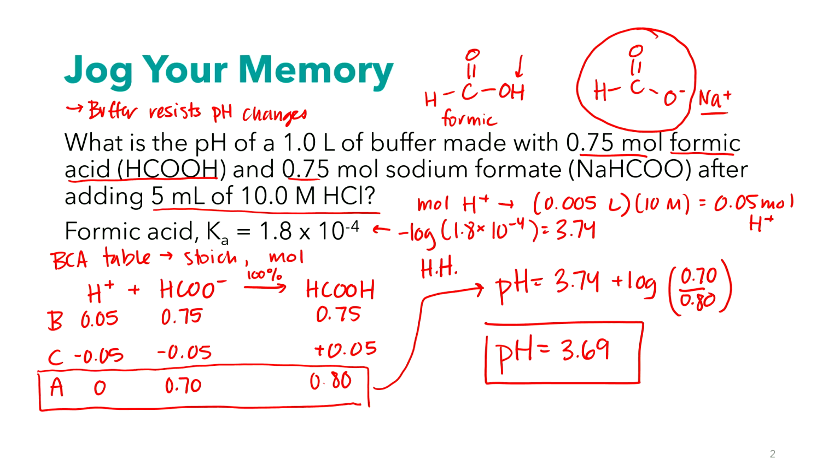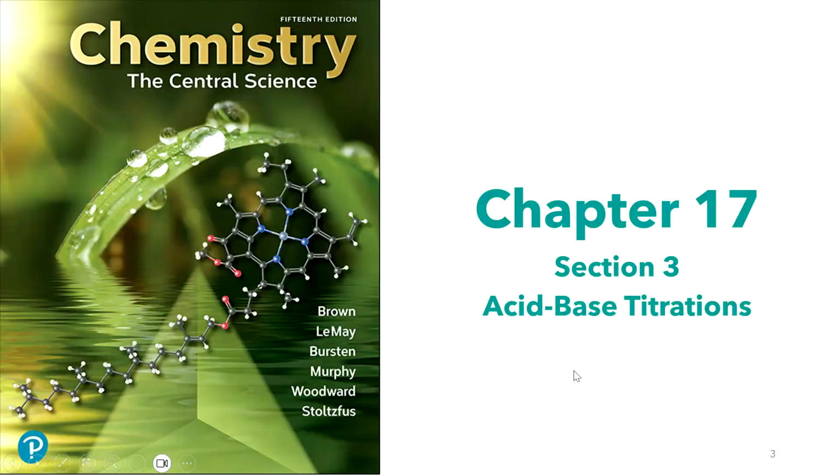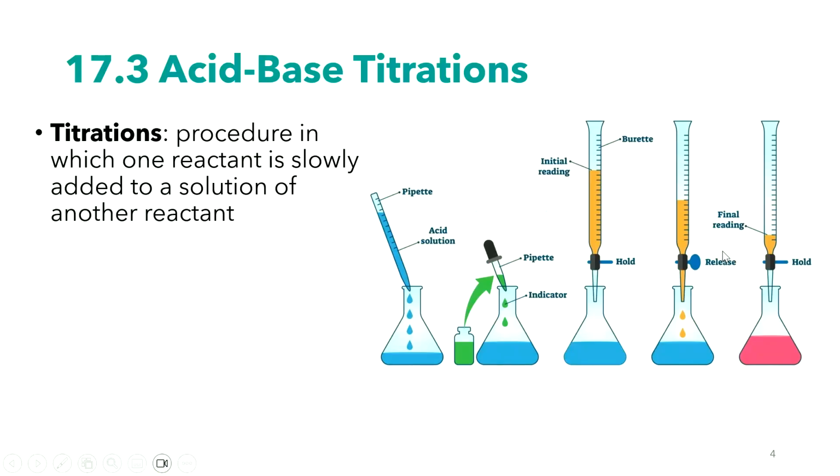Okay. This is a really good jumping off place for what we're going to do for the rest of class, which is titrations. The structure of this problem is very similar to what we're going to do for the rest of class. So we will do some BCA tables and then do a follow-up calculation. All right, so let's do it. Let's talk about titrations.